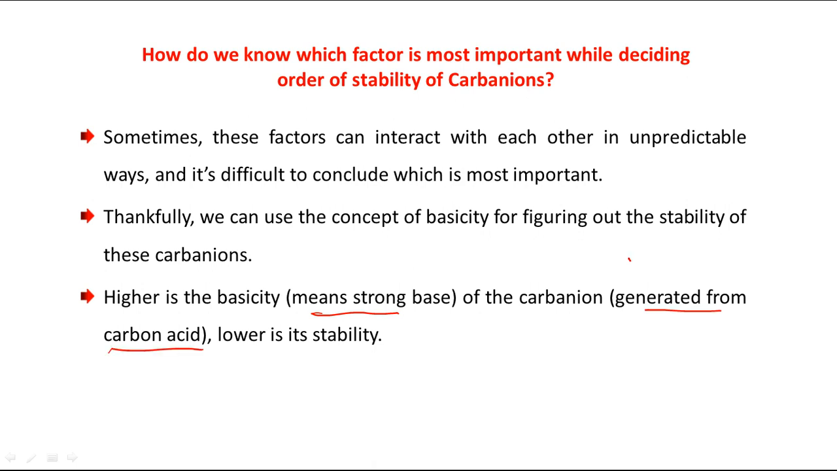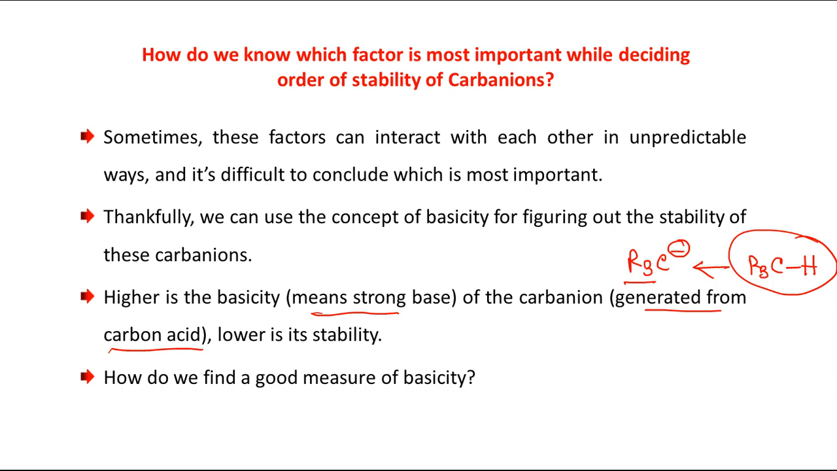So in general, if you write the structure of a Carbanion, R3C minus, where R may be any substituents, this is basically generated from R3CH. So this R3CH is basically the carbon acid from which the Carbanion is generated. So the higher the basicity of the Carbanion, the lower will be its stability.